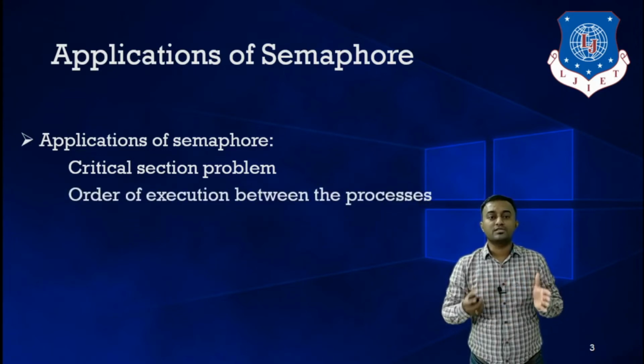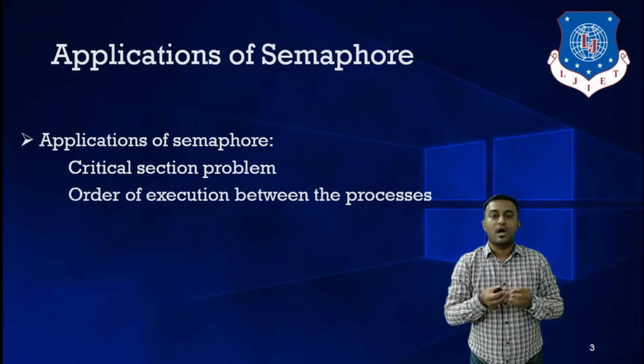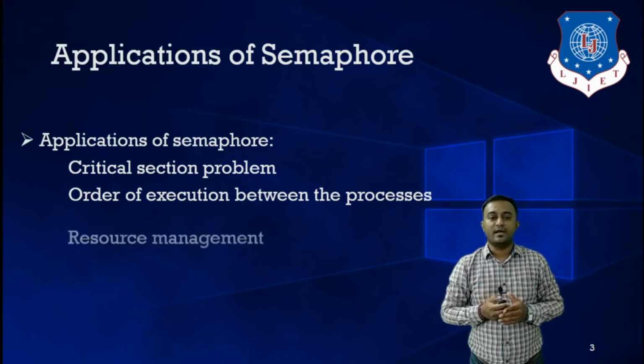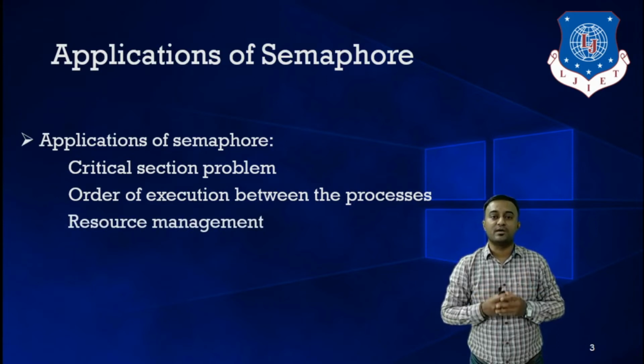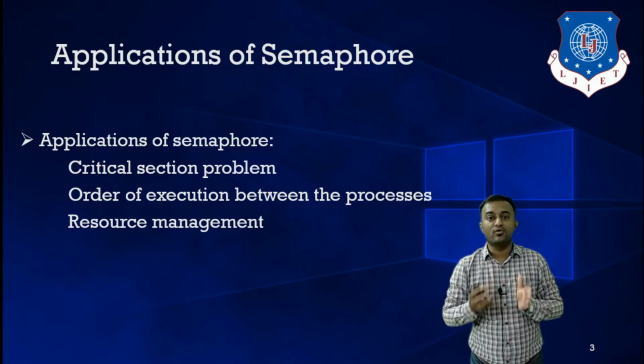The first one is order of execution between the processes. Means if you want to execute some specific sequence out of all available processes in main memory, how we can do it with the help of semaphore, that we are going to discuss in this session. And the third application is resource management. Means if we have multiple replicas of a particular resource, and you want to use those replicas simultaneously, how we can do it with the help of semaphore. So let us discuss the remaining two applications of semaphore.